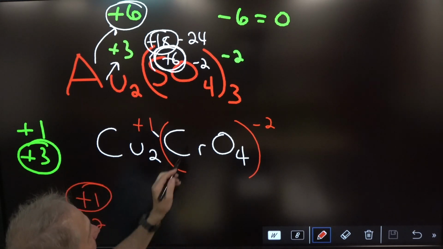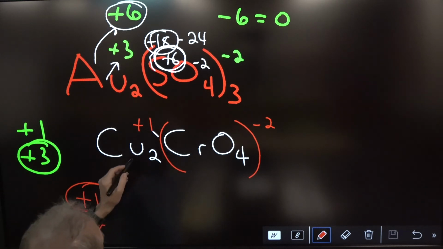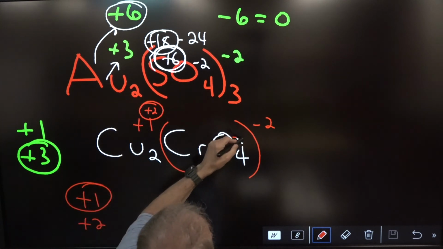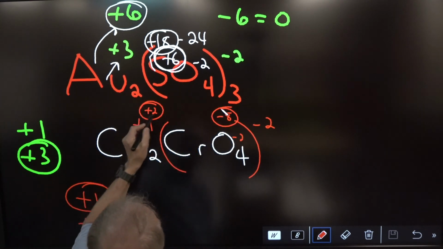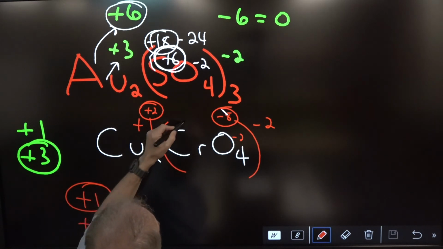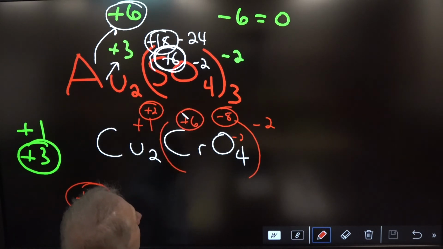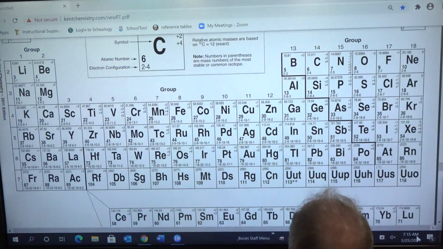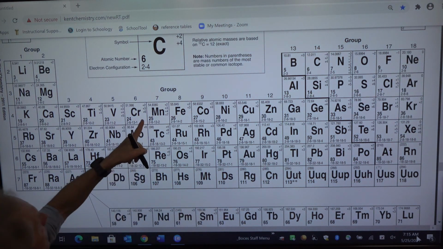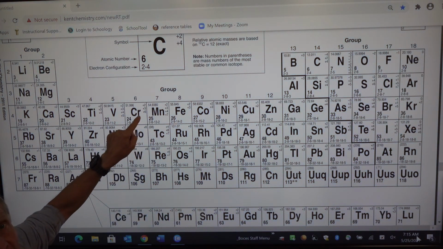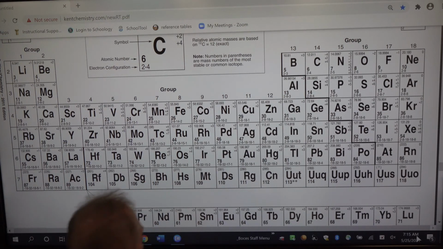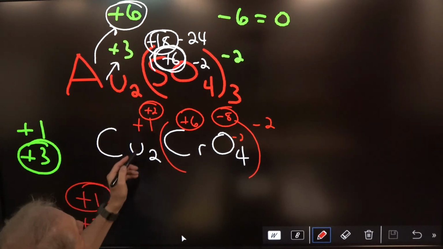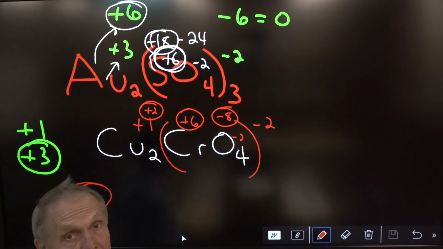Now let's see if we can find what Cr's charge is. So this is a +2 total above the copper. This is a -2, -8. So I have a +2 and a -8. That must mean chromium should have a +6. Let's check it out and see. And there it is, chromium, and that has a +6 right there. So it does work. So the name of this, once again, would be copper Roman numeral 1 chromate. That's a hard one.